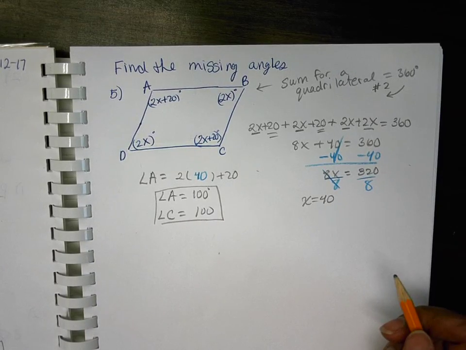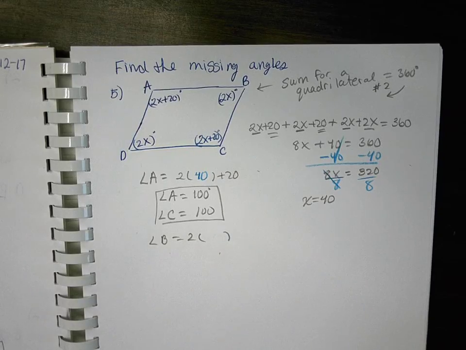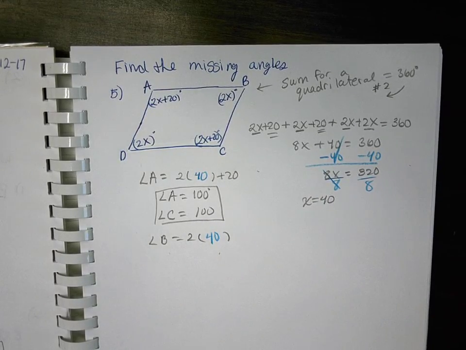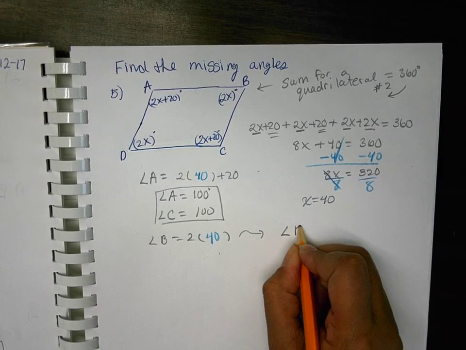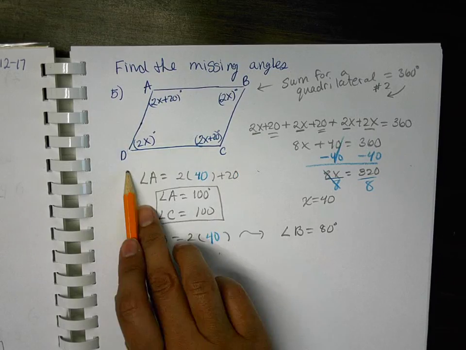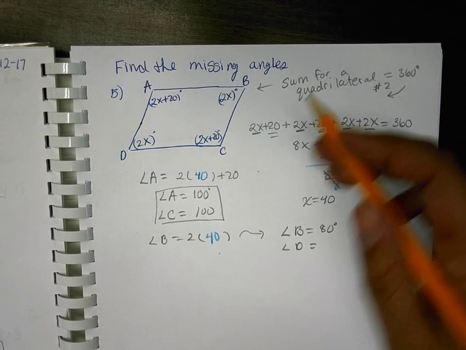Where's angle B? What is angle B? What do I plug in? 2 times 40. Is there any plus on that one or just 2x? Okay, so what does angle B equal? 80. And what other one matches angle B? They're not always going to have matching ones. This one happened to, so it's just easier.